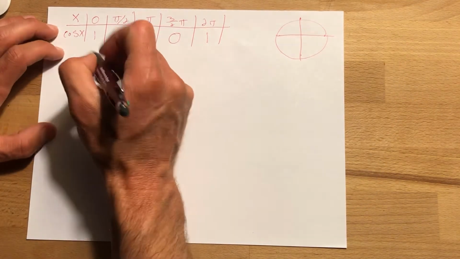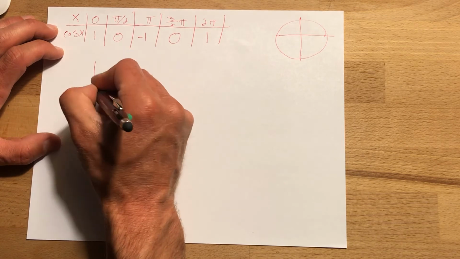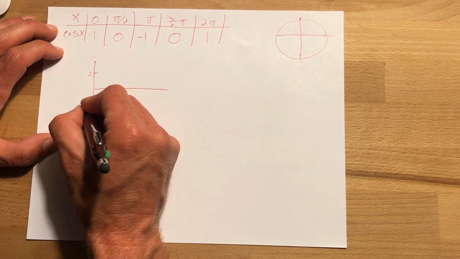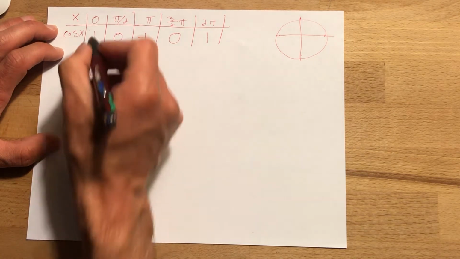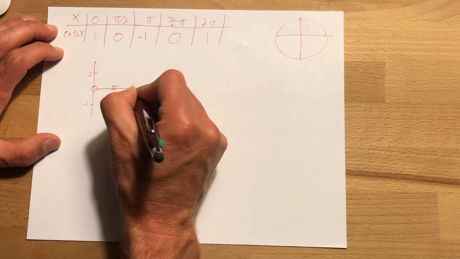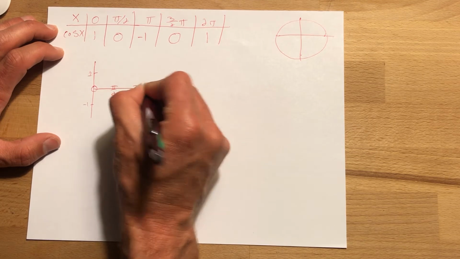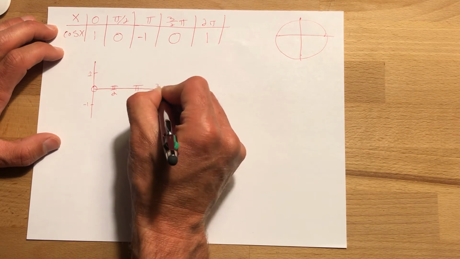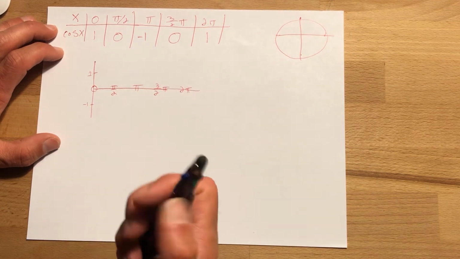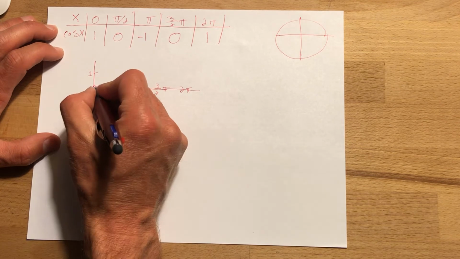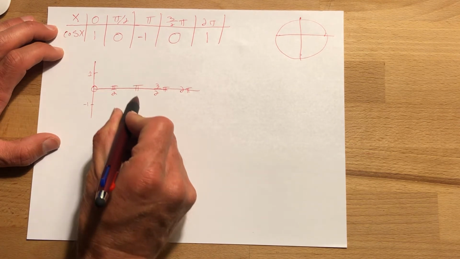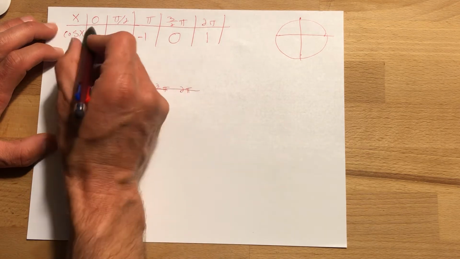So let's figure out what that graph looks like. I'm going to graph it the exact same way. This is 1. This is negative 1. Now I have 0, pi over 2, pi, 3 over 2 pi, and then 2 pi. And let's plot this. It's going to look very similar to my sine. Remember my sine looked like this. Now I'm going to plot this.